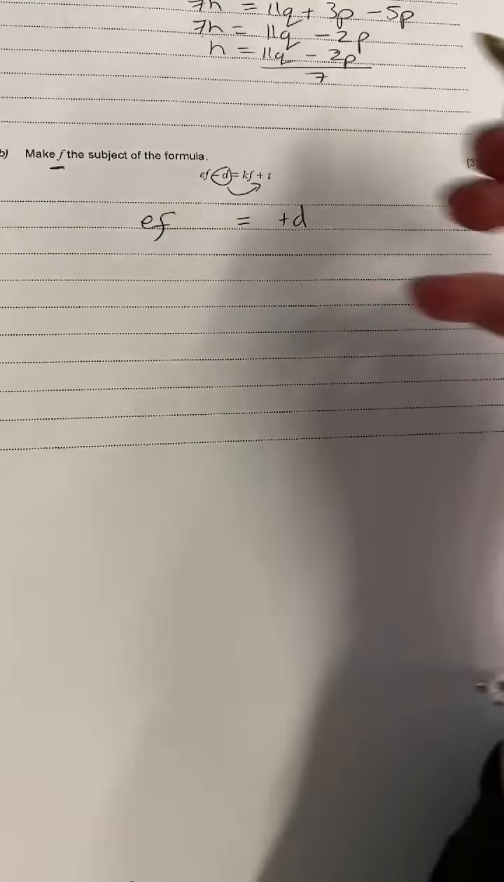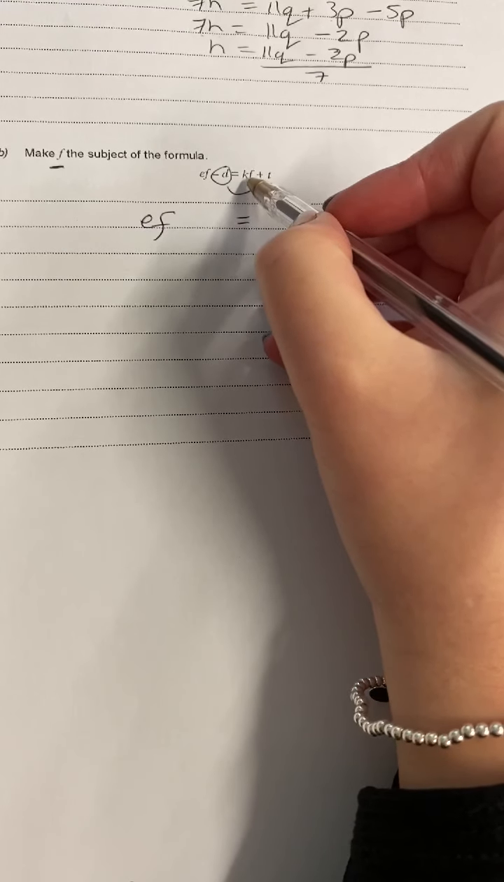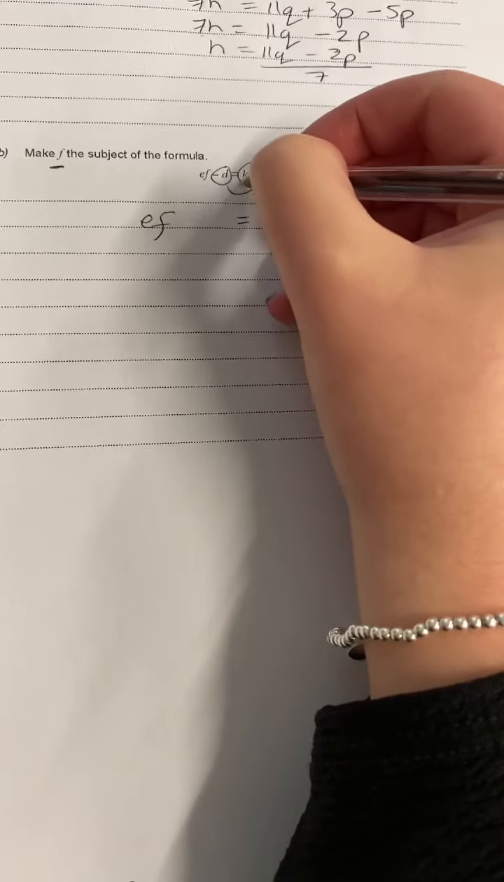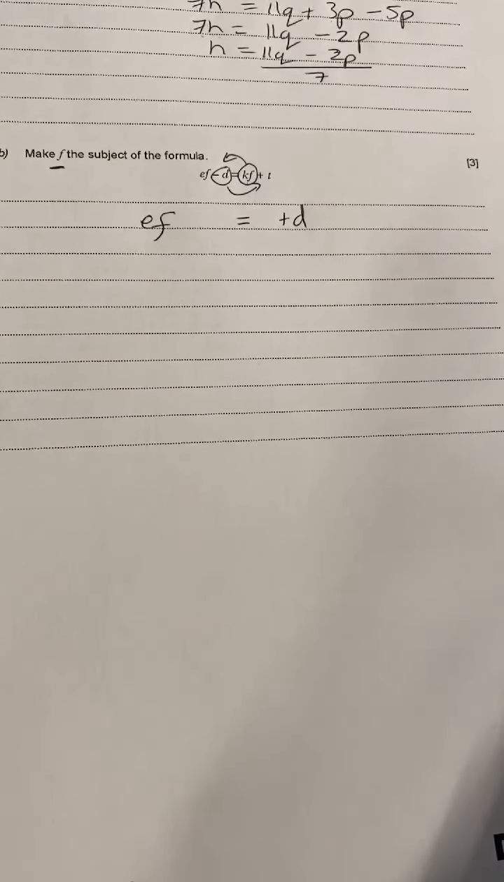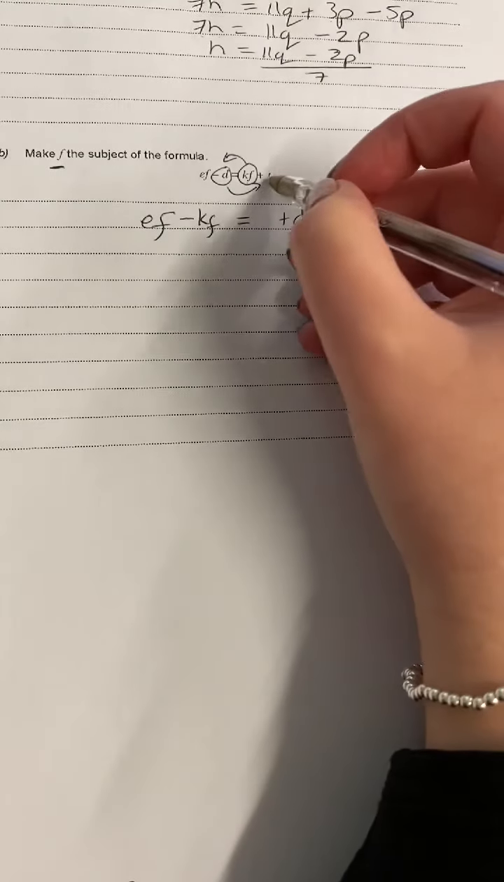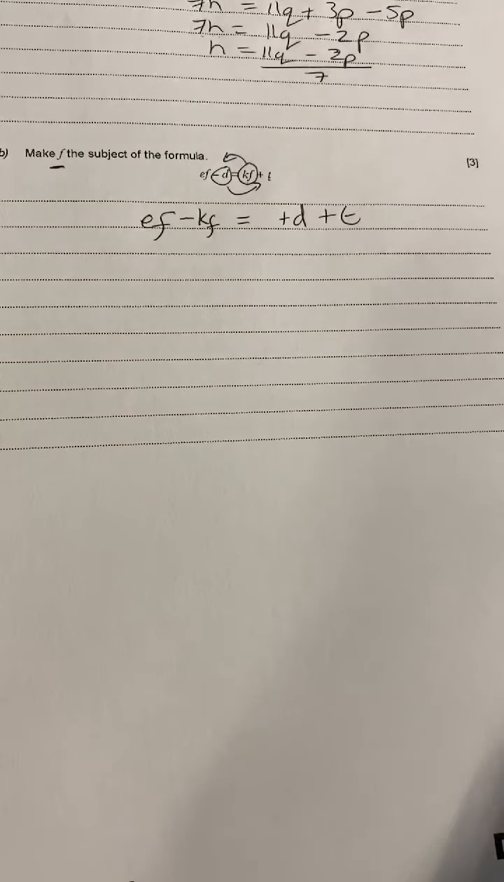or just D on its own. The next thing I encounter then is this KF, okay? That has the F in it that I want. At the moment, it's positive. So if I move it across to the other side, it becomes negative, so it becomes a takeaway KF, and that plus T can stay where it is. It doesn't have an F, so I don't have to move it.